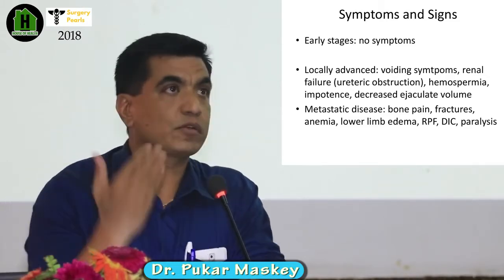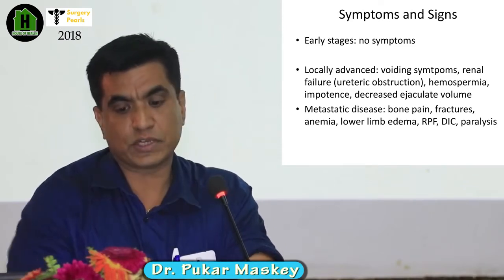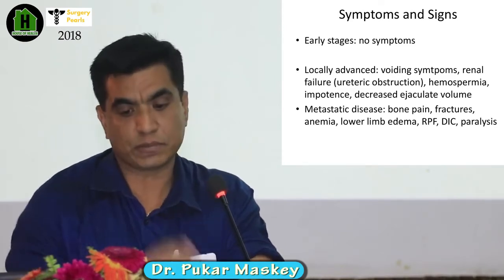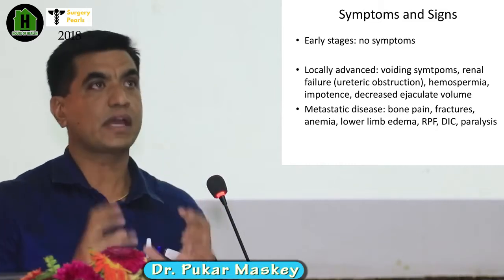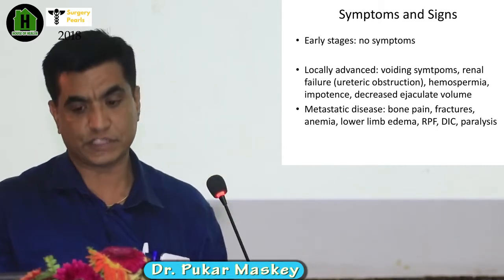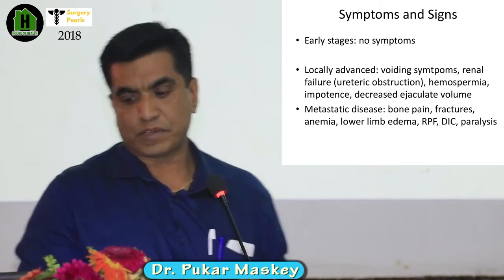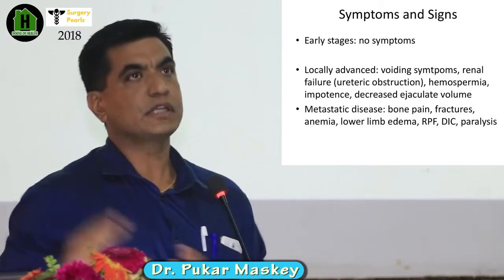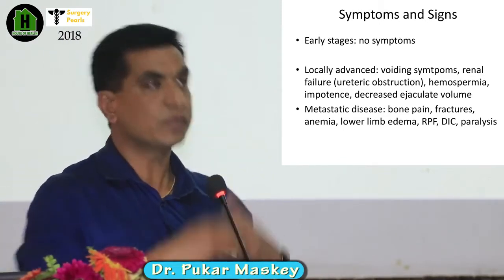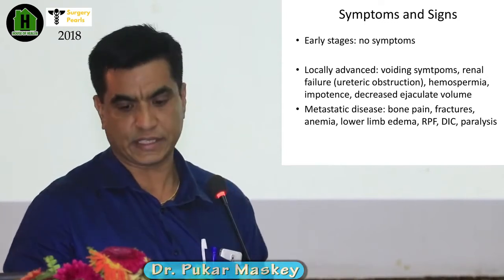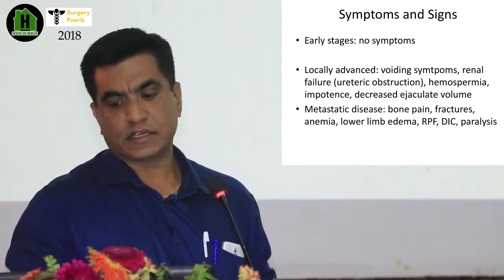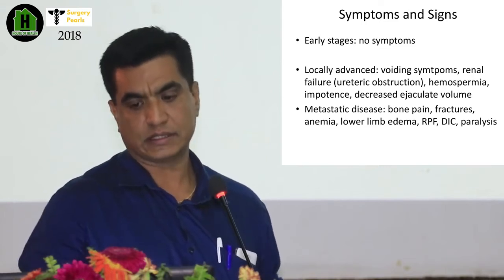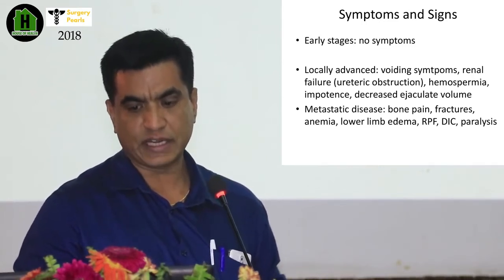So you might get a viva question in your final MS exams: what is the cause of renal failure in CA prostate? You have to say that it's growth towards the trigone and obstruction of both the ureteric orifices. Some patients can present with hemospermia, so a patient about 40 years who presents with hemospermia has to be evaluated with a serum PSA. Impotence and decreased ejaculate volume are other important symptoms of locally advanced disease.